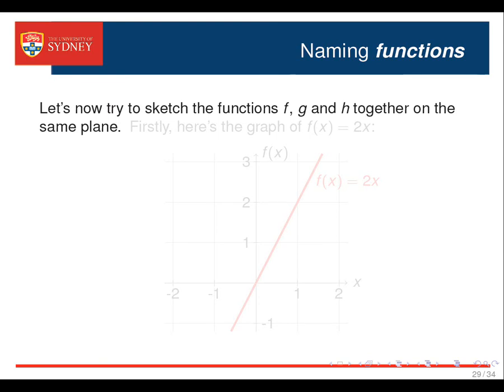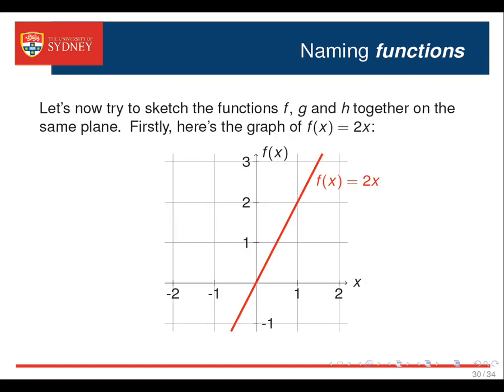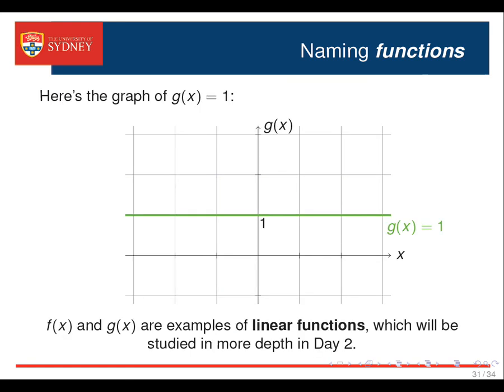To finish off, let's now try to sketch the three functions together on the same plane. Firstly, here's the graph of the function f, which we now specifically know to be the function y equals 2x and not the other two. Here's the graph of the second function g. Both f and g are what are known as linear functions, whose graphs represent straight lines in the plane. We'll look at linear functions in more detail in day 2.